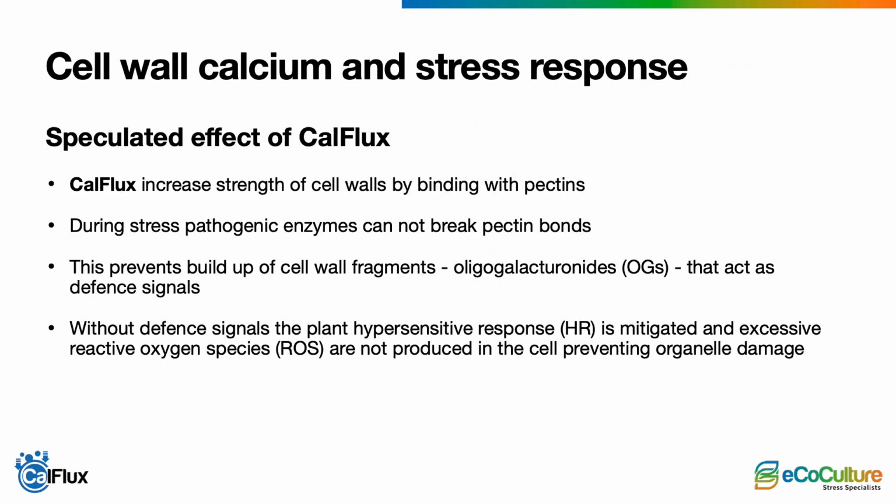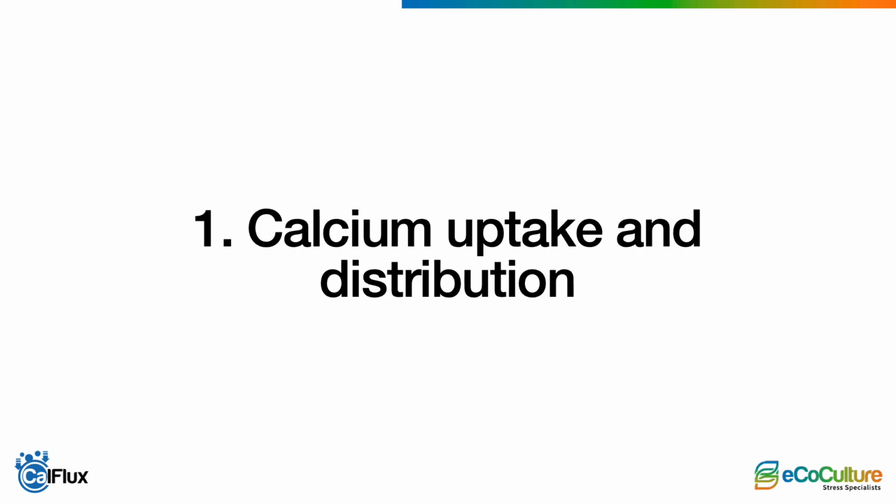Cell wall calcium and stress response. Speculated effect of Calflux: Calflux increases strength of cell walls by binding with pectins. During stress, pathogenic enzymes cannot break pectin bonds. This prevents buildup of cell wall fragments, oligogalacturonides, that act as defense signals. Without defense signals, the plant's hypersensitive response, HR, is mitigated, and excessive reactive oxygen species are not produced in the cell, preventing organelle damage.